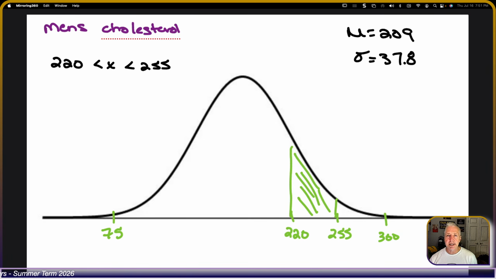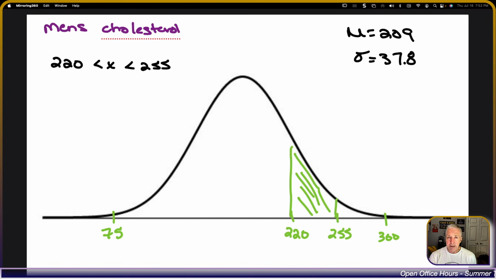Let's start off with the context of men's cholesterol. Men's cholesterol typically is normally distributed with a mean of 209 and a standard deviation of 37.8. We want to know that if we randomly select one set of cholesterol readings from one individual, what's the probability that it will fall between 220 and 255?